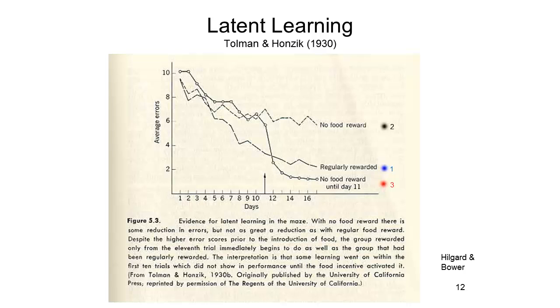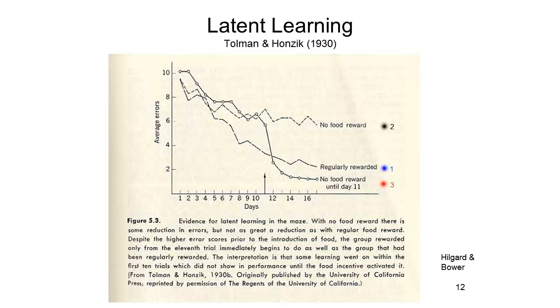Group 2 received no reward on any trial, and as you can see, they barely showed any change in their response latency. They took a relatively long time to make their way from the start box to the goal box on every trial. They didn't seem to be learning anything. And of course, this would also be consistent with our standard S-R theory, because these animals weren't reinforced. There was no food in the goal box, so there's no reason to expect them to learn anything at all.